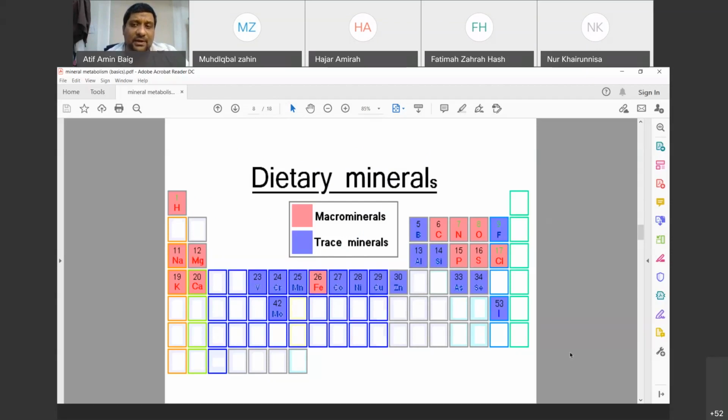Now the difference is what I mentioned: we have the macro minerals and the trace minerals. Macro minerals are the major minerals, and the micro minerals, the other name is trace minerals. Sometimes in the exam they ask you to define what the micro minerals are and give two examples. So remember, they're asking you about the trace minerals. This term is synonymous; you can say trace minerals or micro minerals.